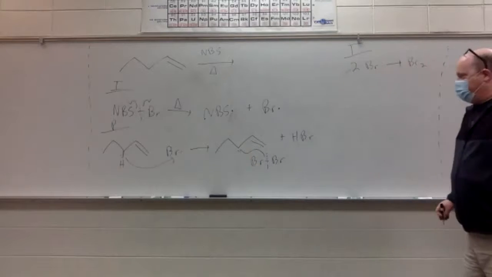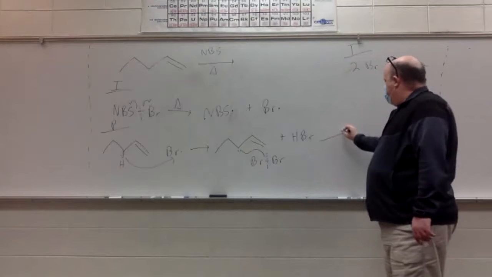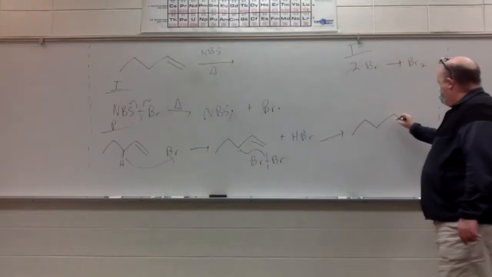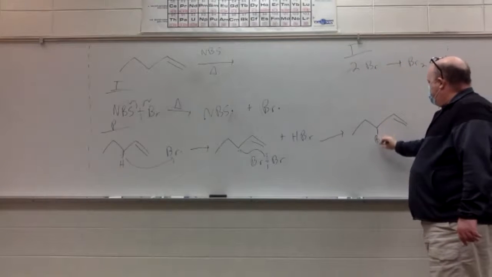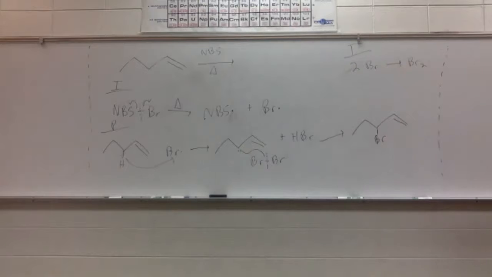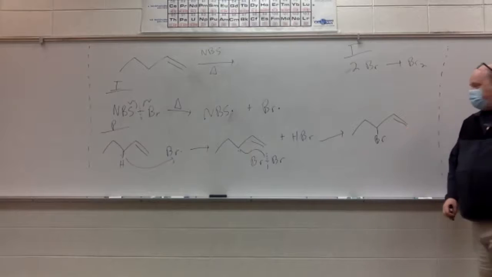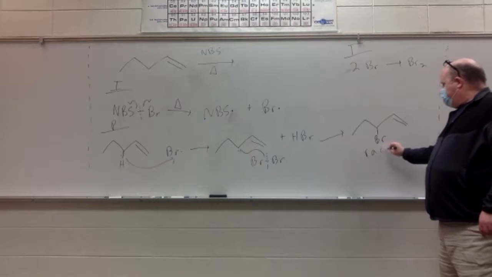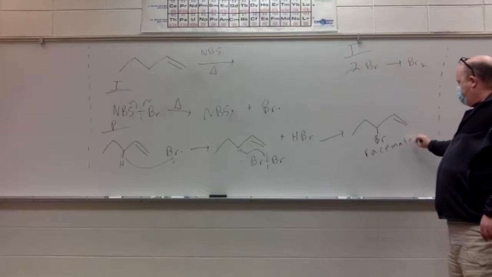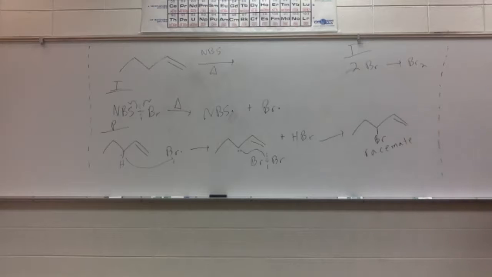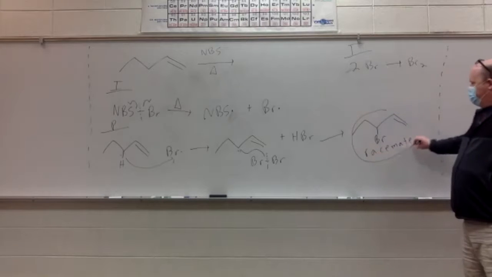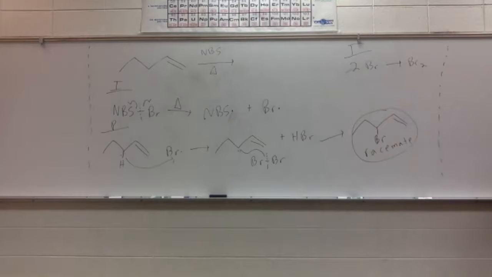The Br radical can break off and attach itself to that allyl carbon and give you product. And this one actually produces a new stereogenic center, so it's going to be a racemate. Okay. Does that make sense?